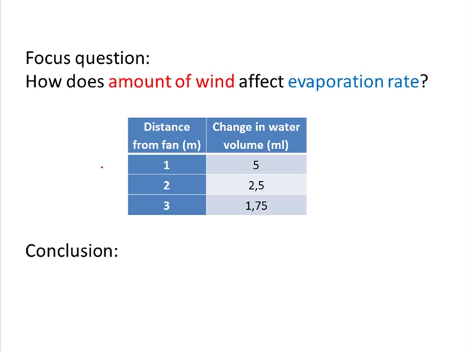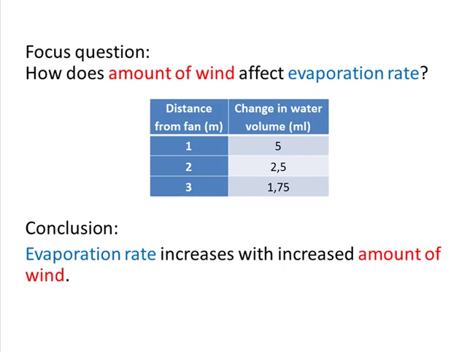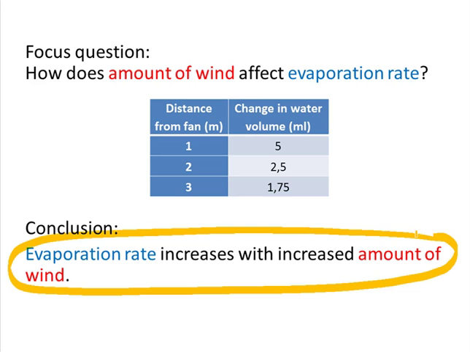And we can see that over here we have a lot of wind close to the fan, and then we have a high evaporation rate. So a lot of wind, a lot of evaporation rate. So our conclusion is evaporation rate increases with increased amount of wind.